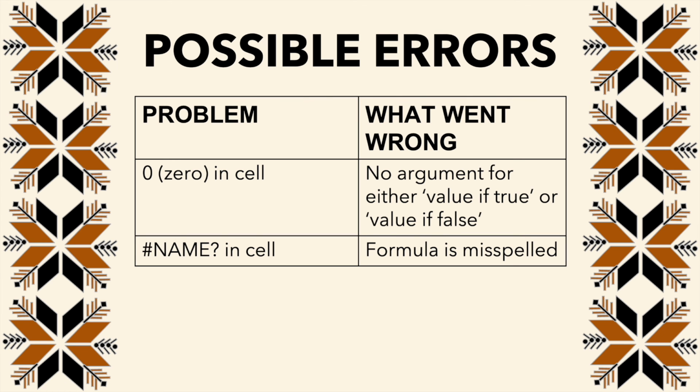Some common problems that could occur when working with if functions is when you would get a value of 0 in the cell. This means that there was no argument for either value if true or value if false. Another problem is when you get #NAME? in the cell. This means that the formula is misspelled.